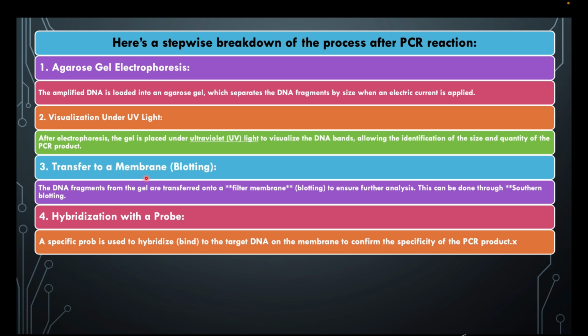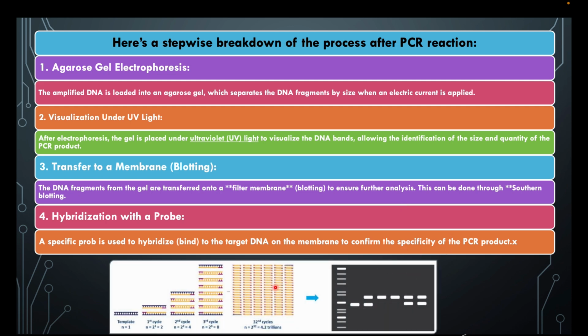Then transfer to a membrane. We do blotting of it. The DNA fragments from the gel are transferred onto a filter membrane, called blotting, to ensure further analysis. This can be done through Southern blotting. Analysis of DNA is Southern blotting. Then hybridization with a probe. A specific probe is used to hybridize or bind the target DNA on the membrane to confirm the specificity of the product. So these all are to specify the product and confirm our results. You can see how after a number of cycles you can see it in the agarose gel.